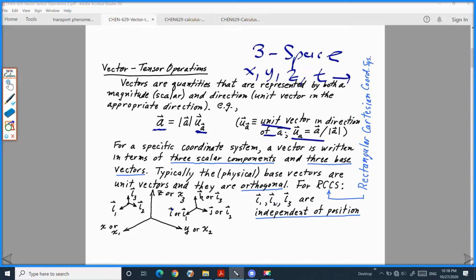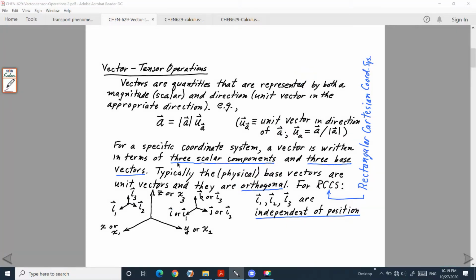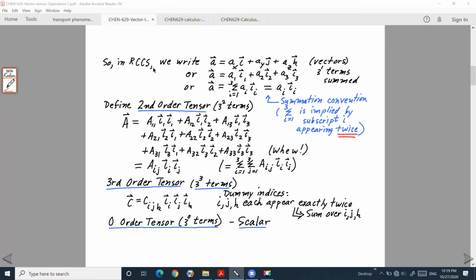These L1, L2, L3 are independent of any position, and they are also orthogonal because they are perpendicular to each other. So between L3 and L2 the angle is 90 degrees, and the dot product between these two gives the result of 0. Then we call them orthogonal to each other. So let's continue in the next slide.